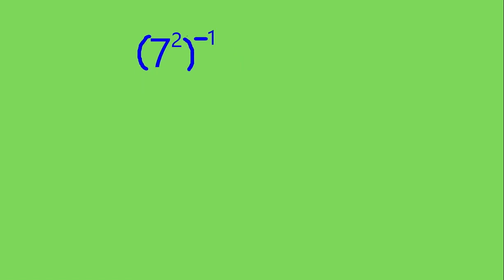For this example, we have 7 raised to the power of -3 inside a bracket and being raised to the power of -1 outside the bracket. We can work out the bracket first. 7 raised to the power of 2 equals 49. So we now have 49 raised to the power of -1.